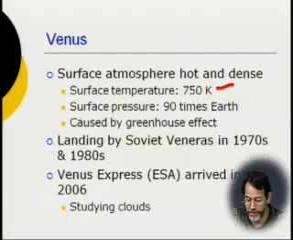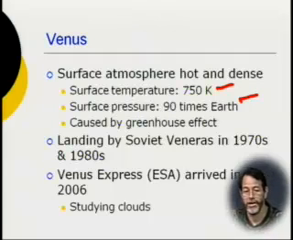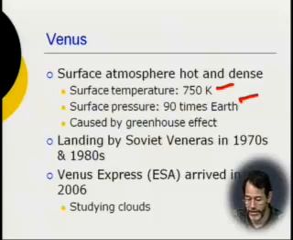Too hot to sit there and be comfortable, too hot for your air conditioner to work. If that didn't bother you for some reason, the pressure would crush you. So the problem with landing things on Venus is that they tend to get crushed by the pressure, and they tend to heat up and melt because of the temperature.